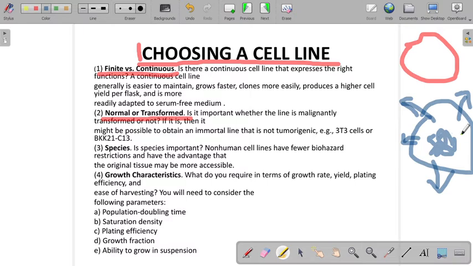That impact might cause that cell line to become continuous, or might cause that cell line to become finite only, but a different one. I hope you have understood normal and transformed ones. So it is important whether the line is malignantly transformed or not, that means cancerous or not. There are different cell lines, like take for example continuous cell lines. We saw examples 3T3, BKK21, C13. These are batch number C13 or cloning number, and then this is the number of cell lines which is taken from that breast cell line, right?